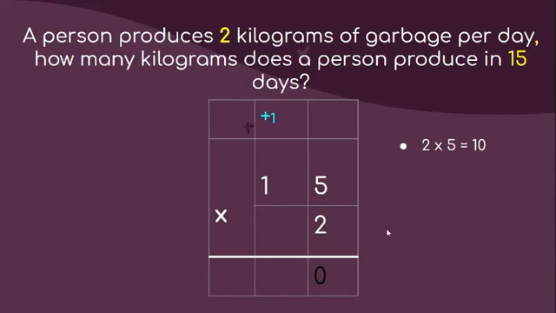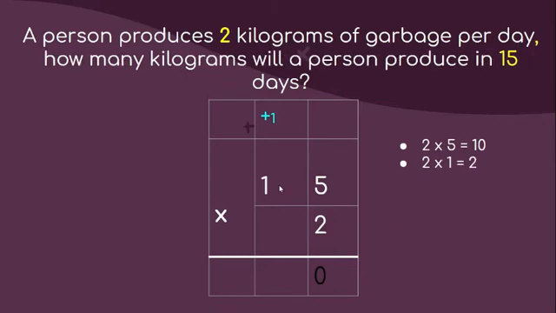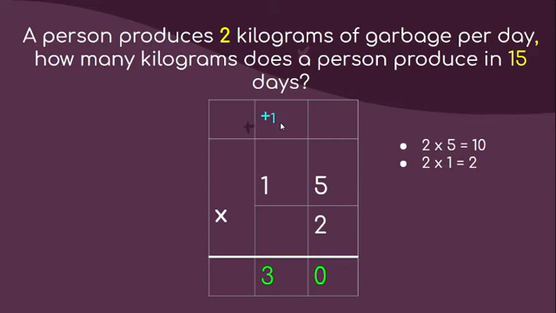Next step is to multiply 2 times 1. 2 times 1 equals 2, right? And we need to add up the remaining 10 from the first operation. So 2 times 1 equals 2 plus 1 equals 3. 15 times 2 equals 30.